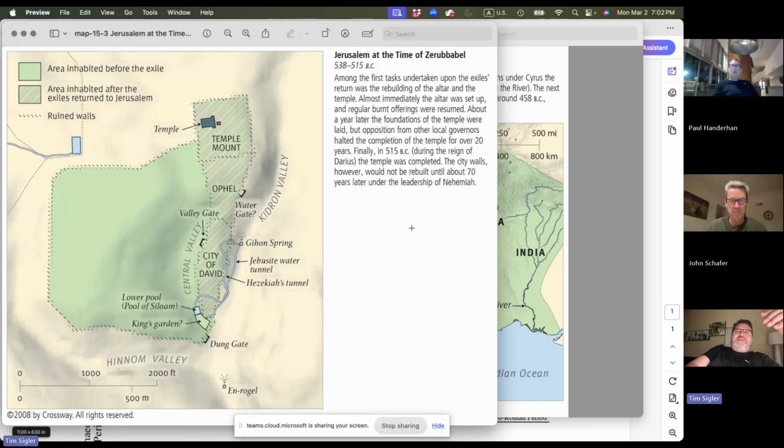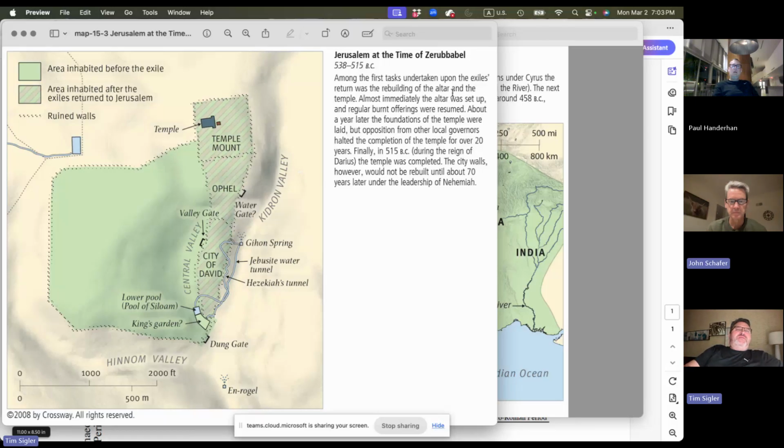They didn't even rebuild the city yet. They didn't even worry about security yet. They didn't build the walls yet. They just rebuilt the altar so that they could immediately begin worshiping the Lord. And it wouldn't be till Nehemiah's time, about 70 years later, that they begin building the walls. So it's been said that Ezra builds up the people, Nehemiah builds up the walls. Have you heard that? I haven't, but that aligns very well with the books.